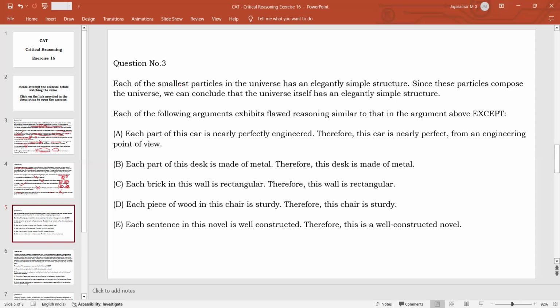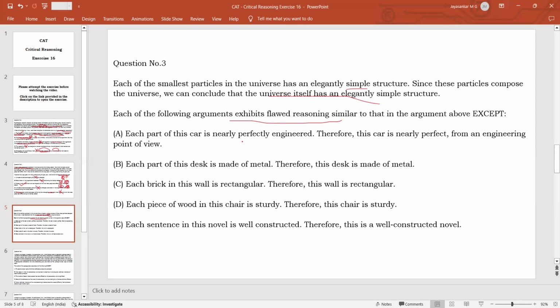Because the smallest particle is simple in structure, the universe should also be simple in structure, because the universe is made up of the smallest particles. Smallest particles have a simple structure, so the universe also should have a simple structure. So this is a flawed logic. The passage of the question says that this is flawed reasoning, and which of these statements has similar flawed reasoning? Flawed means mistaken logic. So which of these options has the same kind of mistaken logic?